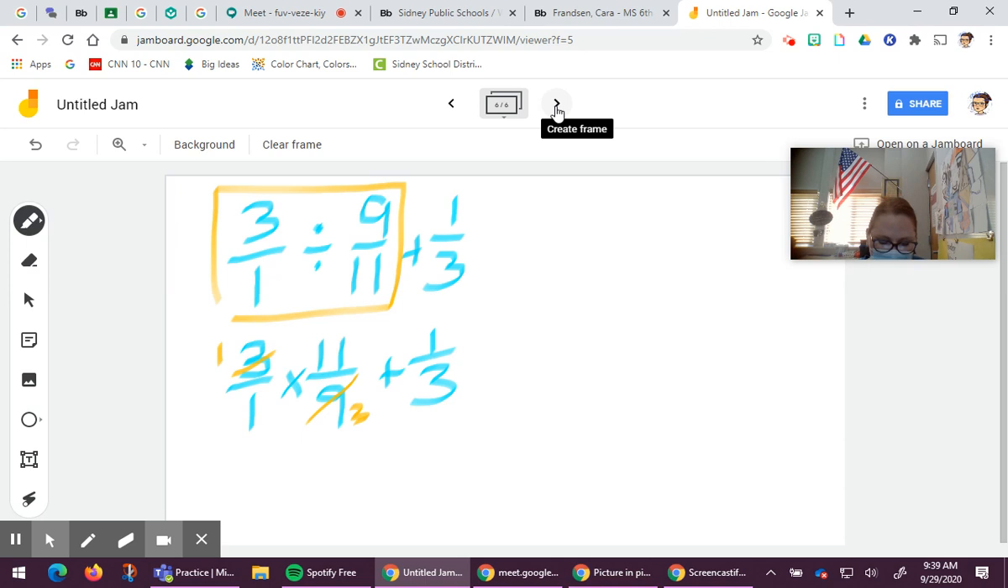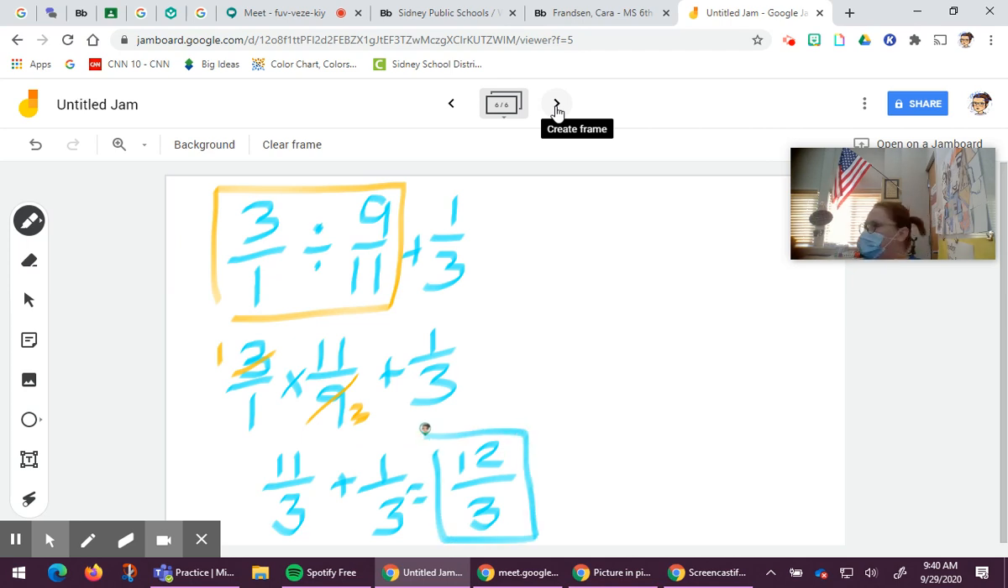So now I can multiply just the fractions in the front there, and I end up with 11/3. Oh, this one will turn out okay, because 11/3 added to 1/3 already has a common denominator, doesn't it? So we don't have to find the common denominator on this problem. And 11 plus 1 is 12, and you keep that same denominator when you add a fraction. So my answer is 12/3.